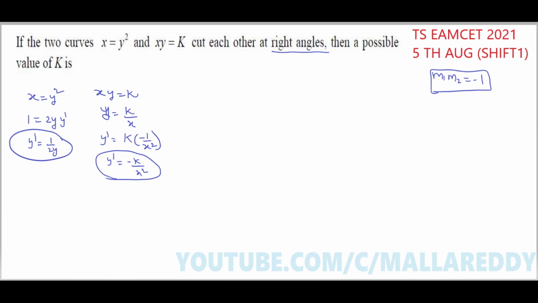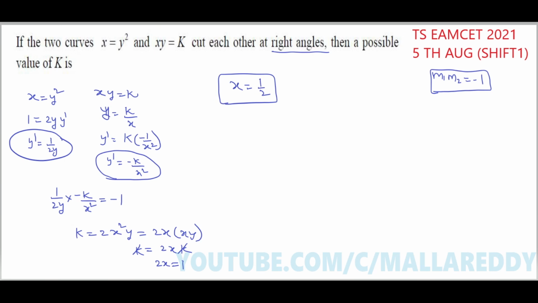Now we know that the given curves are at right angles, that is the product of the slopes is -1, that is 1/(2y) into (-k/x^2) = -1. Both sides minus cancel, so 2x^2 y = k, that is 2x into xy. The xy value is given in the problem, k. So k = 2xk. Both sides k cancelled. Therefore 2x = 1. From this x = 1/2.